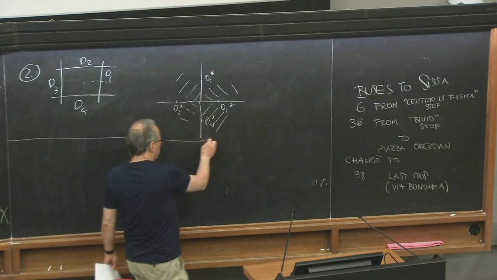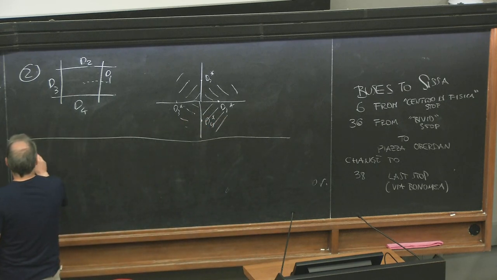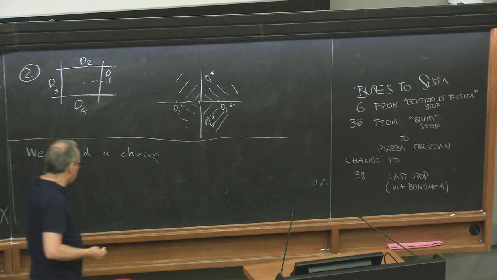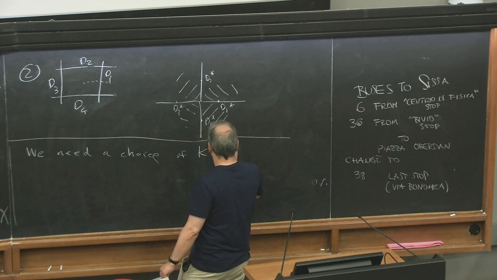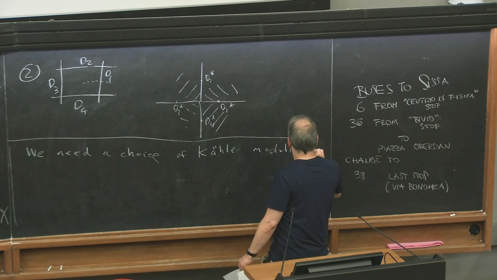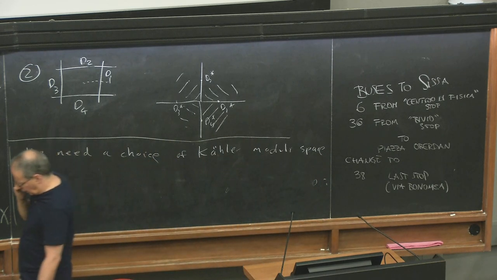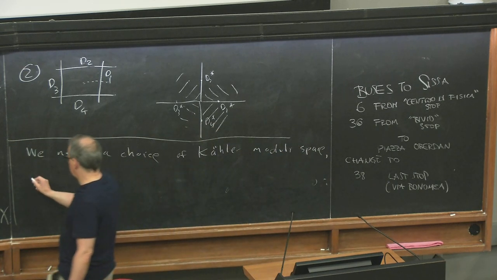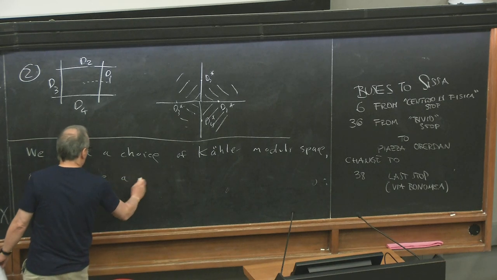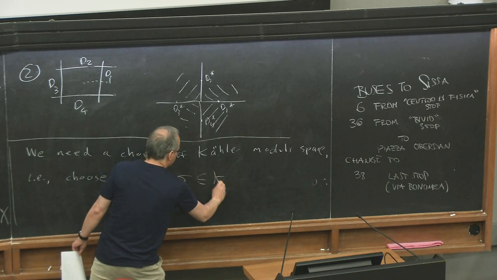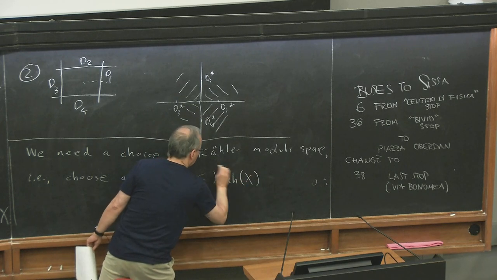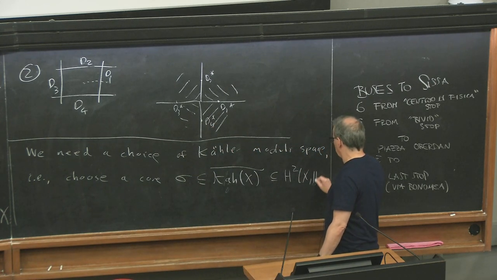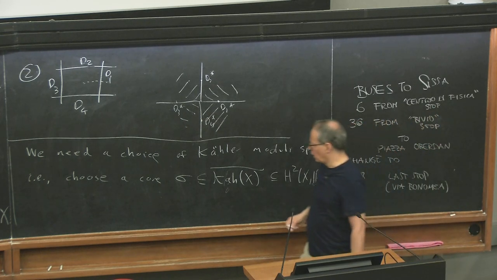Okay, so we need to make one other choice. Well, this isn't a choice, this is just a construction. We need a choice of what I'll call the Kähler moduli space. Now, for this, I'm just going to take a cone, i.e., choose a cone, sigma, contained inside the closure of the Kähler cone of X. All right, so this is sitting inside H^2 of X_R. And sigma should be a rational polyhedral cone.